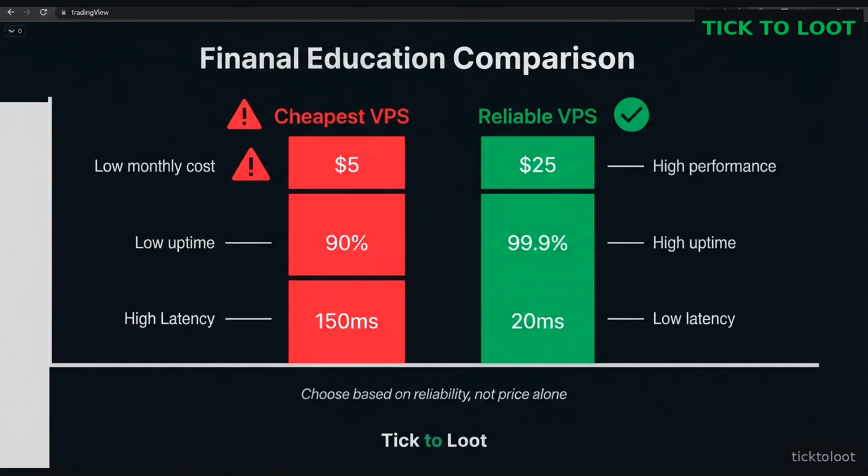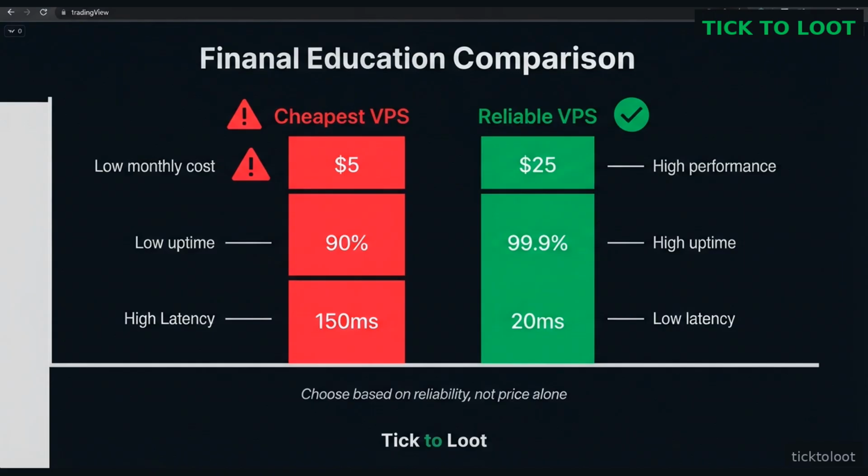In the comparison chart, the left column shows a low-cost VPS at $5 per month. Its advertised specs may look okay, but the real-world performance often includes low uptime, maybe only 90%, meaning the server could be offline for several hours each week. That translates to your EA being offline, missing trade signals, and potentially losing money. Moreover, the latency is high, around 150 milliseconds, which is like sending a letter by snail mail instead of email. The delay can cause your trade orders to arrive too late, especially in fast-moving pairs like euro to US dollar during news releases.